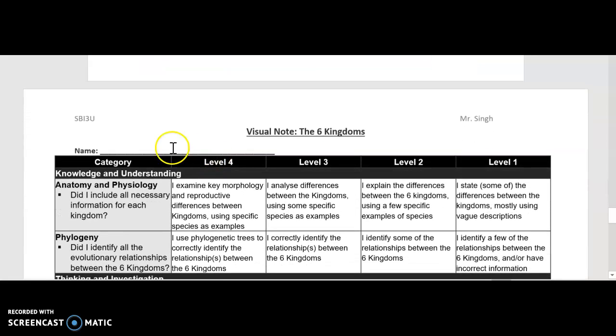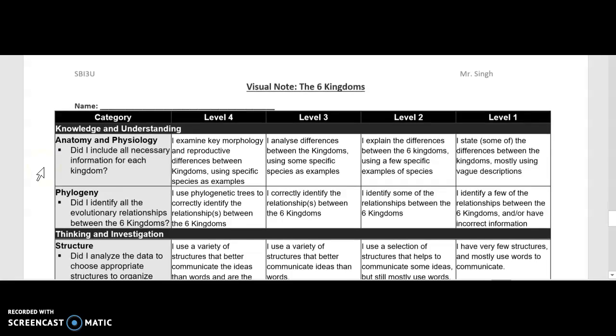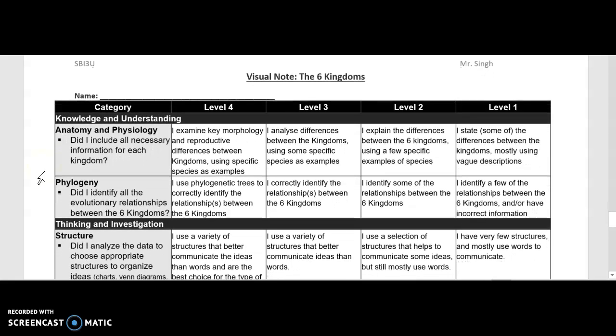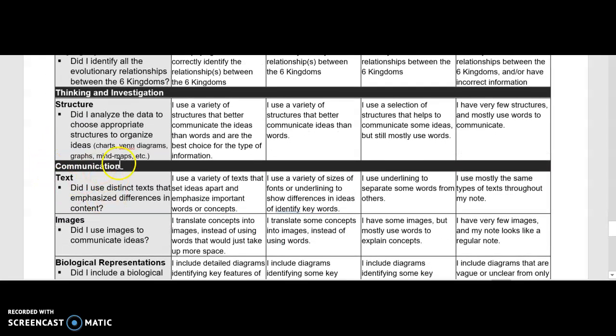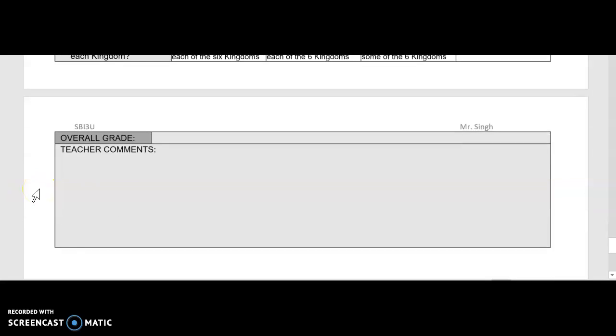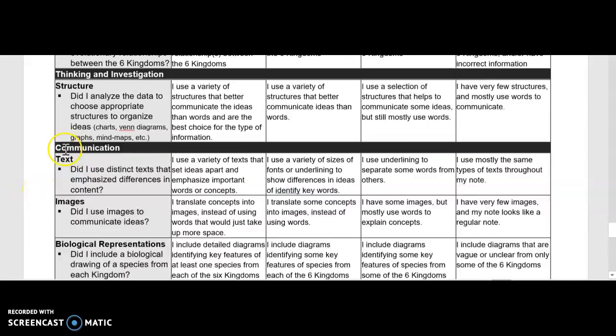So this here at the bottom, this is your rubric. I'm going to take a couple minutes to explain this. It's split into the 4 categories from the course outline video: knowledge and understanding, thinking, investigation, and communication. There is no application in this particular assignment, so that's why they don't have that section.